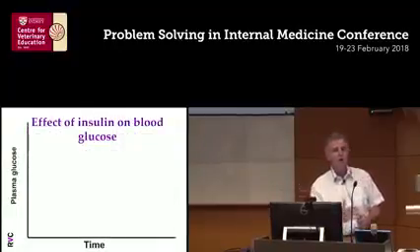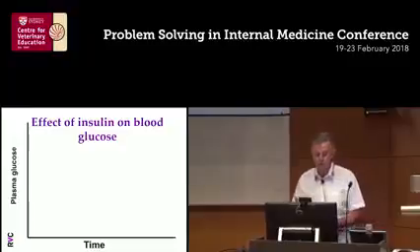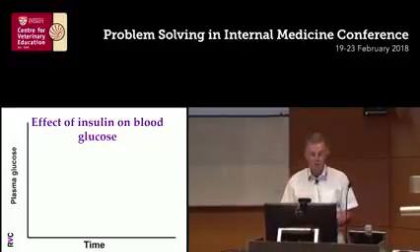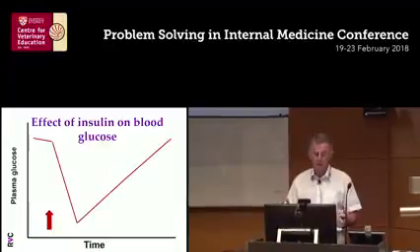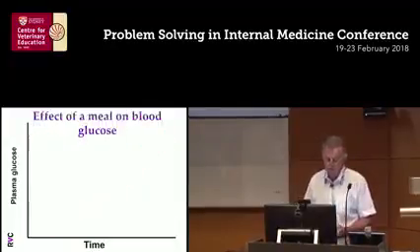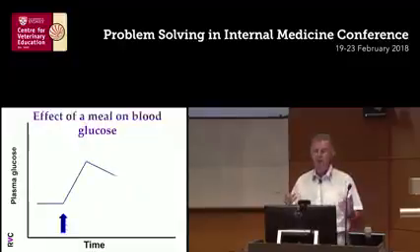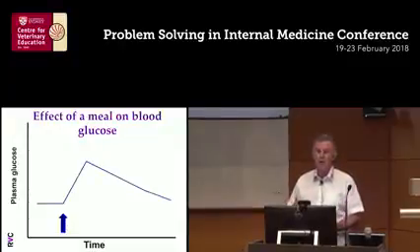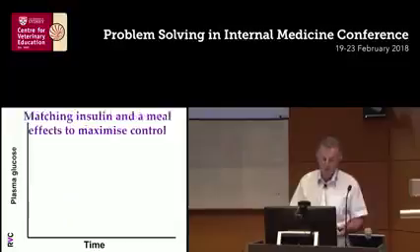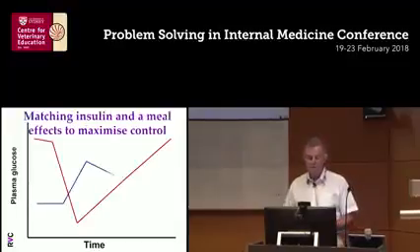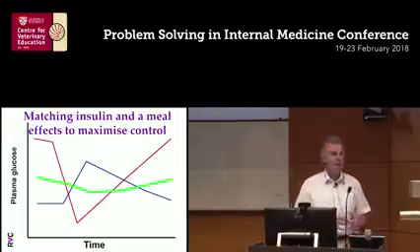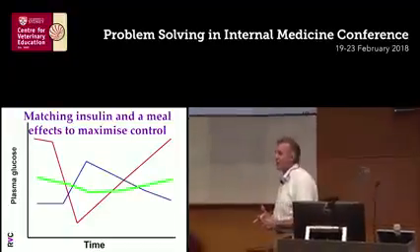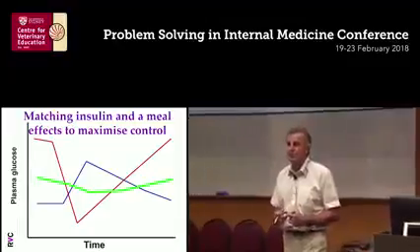So let's just put it in a graph, because I'm a visual sort of person. Effect of insulin on the blood glucose: I give insulin, the glucose goes down, comes back up again. Effect of the meal on the blood glucose: I give the meal, the glucose goes up, comes back down again. What I'm trying to do is match the effect of the insulin with the effect of the meal to keep the blood glucose about the same. And I should say what we're trying to do.